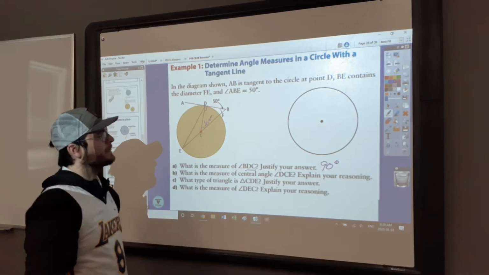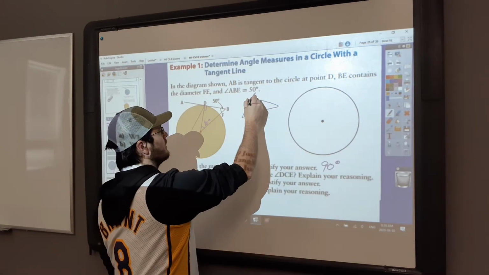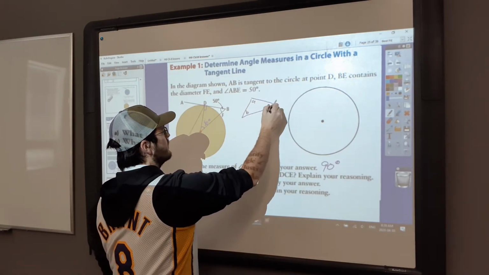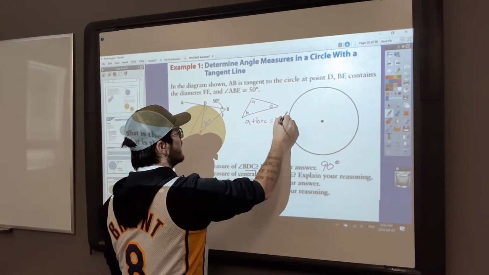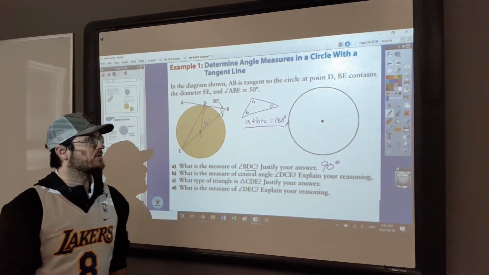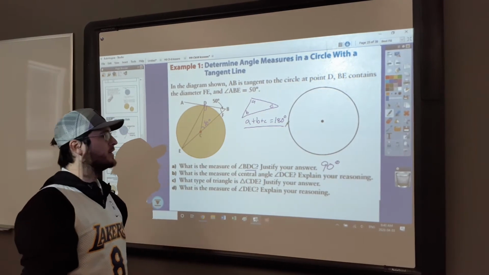So that's one rule that you do come across, that you need to remember, that in any triangle, the three angles, A plus B plus C, always equal 180 degrees. So you're going to be asked to solve for angles a lot in this section, so that's one rule that you need to remember.